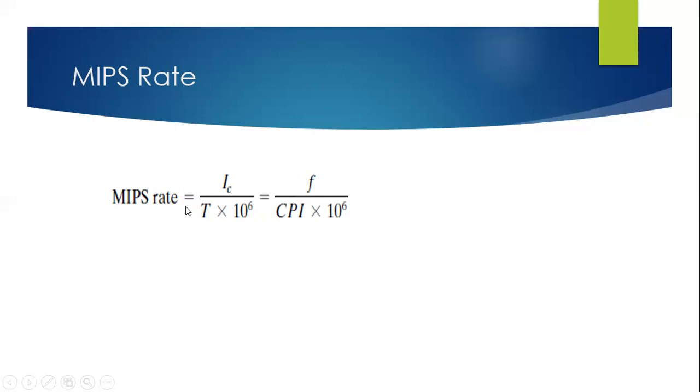You can also use this formula, where f is the frequency and CPI is your average cycles per instruction.